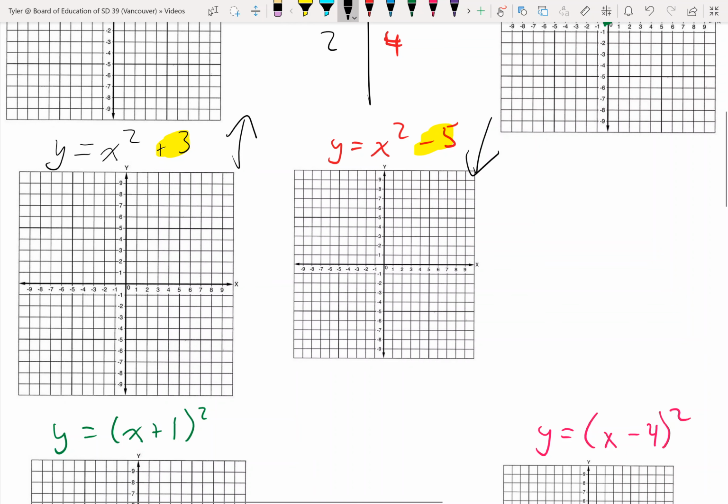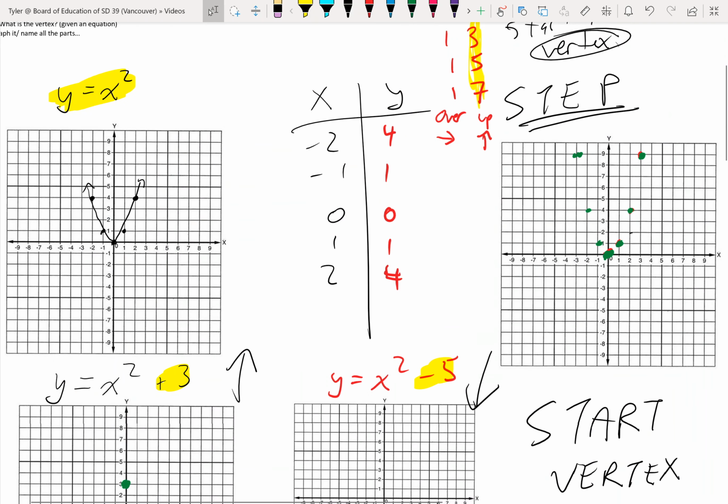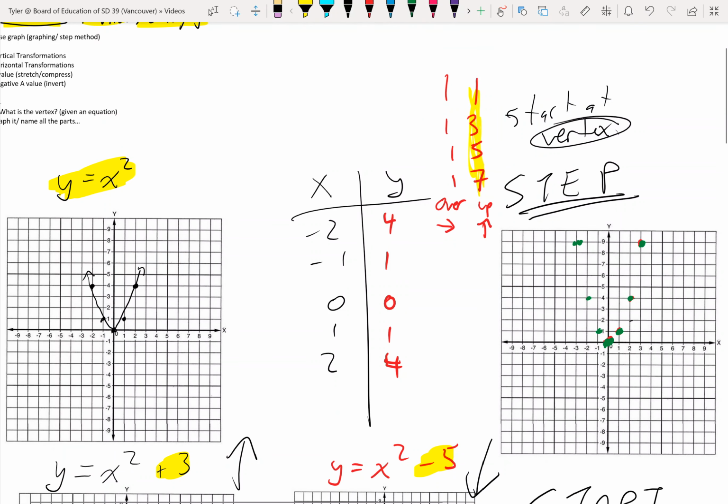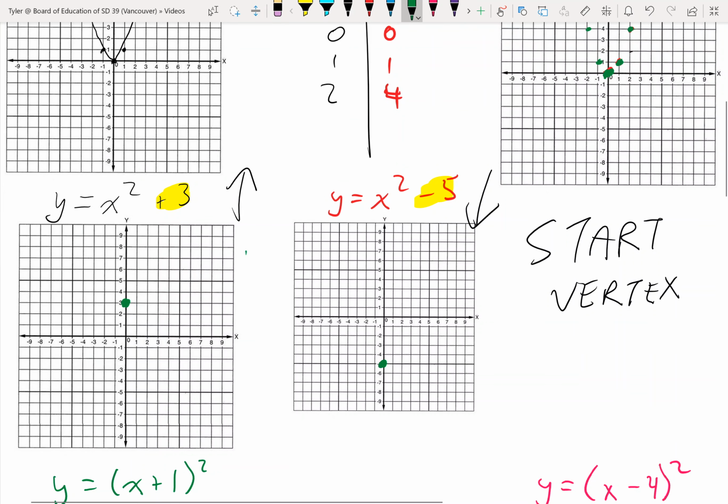So what we're going to do, we always start with the vertex. You assume it's going to start at 0, 0 because that's y equals x squared. And then you have to apply whatever the change is. So in this case, we would have started at 0, 0, but it says plus 3. So I'm going to start my parabola right here at this point, 3 above it. In this one, it's minus 5. So I'm going to start it down here, 5 below it. From that vertex, we're then going to use our step pattern, the thing we just talked about, to draw the rest of the points. So I'm going to write it again so we can see it.